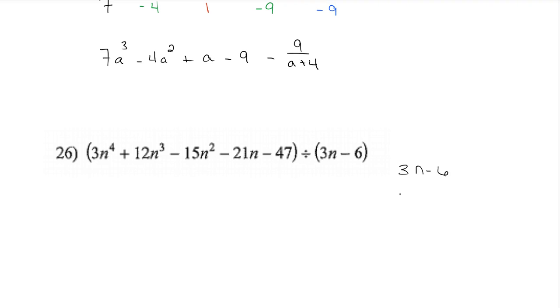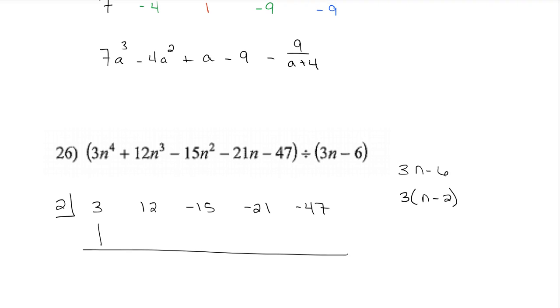So what do I do here? I could factor out a 3, and I'm left with n minus 2. All right? So again, I'm going to take the 2 here. So n minus 2 means I'm going to have a 2 on the outside. And I'm going to forget about this 3 for a second. Okay? So I have 2, and then I have 3, 12, negative 15, negative 21, and negative 47. Bring down my 3.